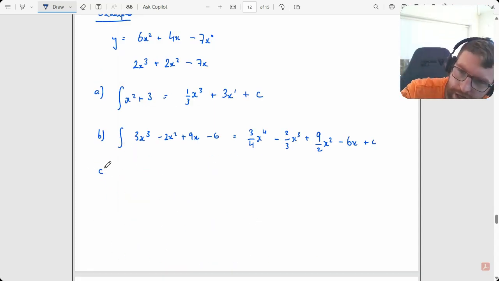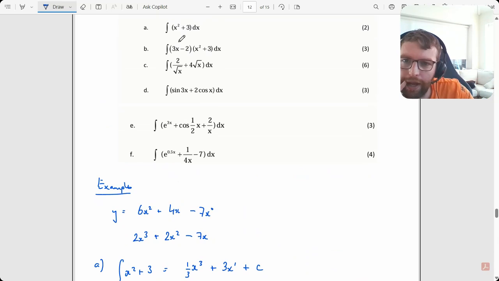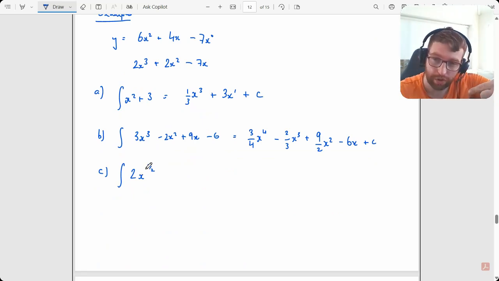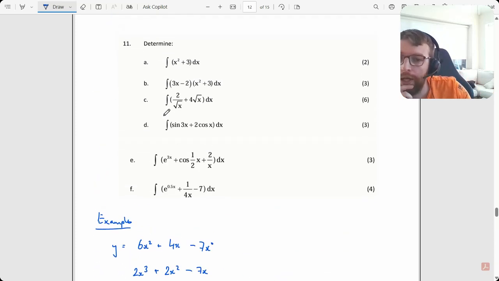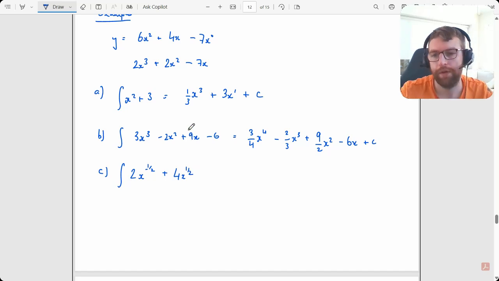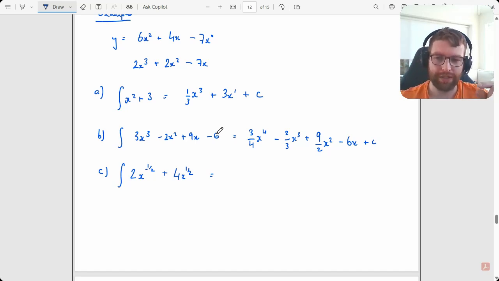C, that's where it's starting to get a little bit different. So we need it to look like A and B. So we're going to change these square roots to powers. So we end up with 2 x to the power of a half, but because it's also on the bottom of a fraction, it's minus a half. Half is just the power for a square root, and then you've got 4 x to the half, like that. Okay, and we're just adding and dividing again. So we're going to add 1 to the power for the first one. That's going to take a minus a half to a half. So we've got 2x to the power of a half.